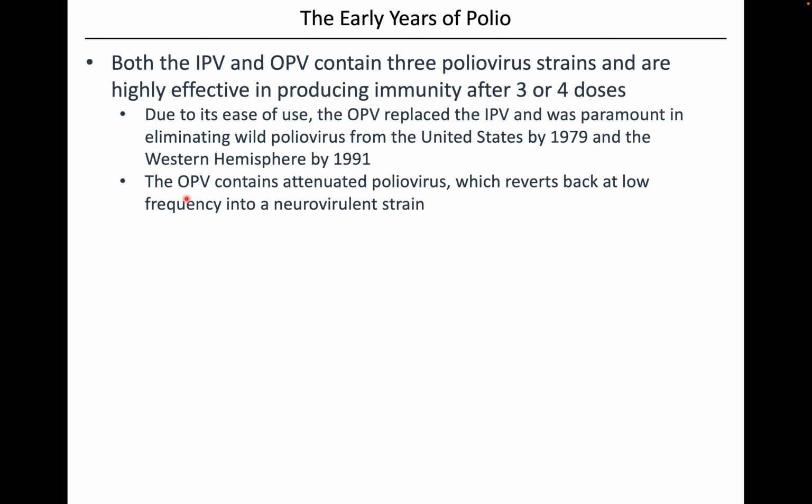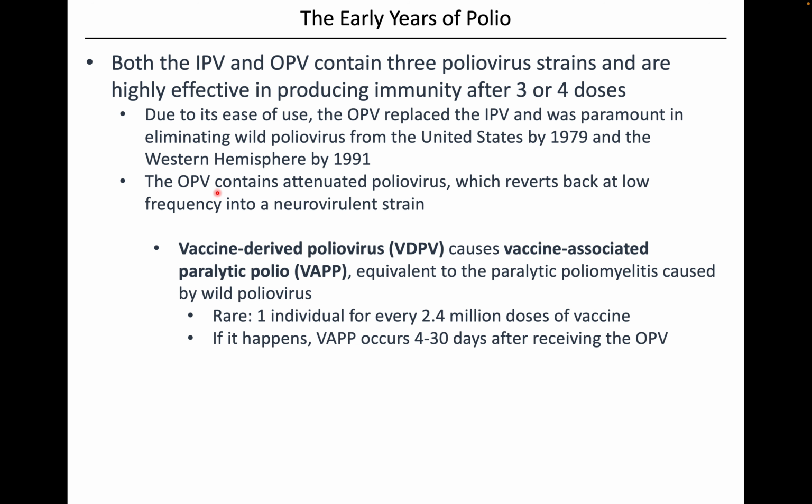So one catch to mention, this is going to come back when we talk about some of the eradication efforts at the end of the chapter, that live attenuated oral poliovirus vaccine will revert back at a very low frequency to a neurovirulent strain, which could cause paralysis. So you can get what's called vaccine-derived poliovirus that can cause vaccine-associated paralytic polio. It's basically indistinguishable from normal wild paralytic polio, but this is exceedingly rare. So one person for every 2.5 million doses of vaccine.